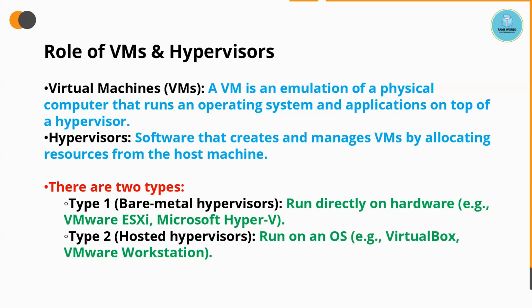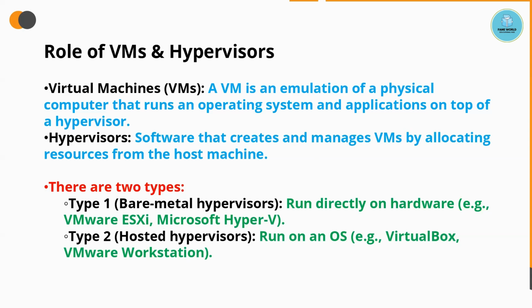So virtual machine, what is that? A virtual machine is an emulation of a physical computer that runs an operating system and applications on top of the hypervisor. Hypervisors are the software that creates and manages virtual machines by allocating resources from the host machine. So a hypervisor basically allocates the resources to the virtual machines. And there are two different types: type 1 and type 2. Type 1 is bare metal hypervisors, and type 2 is hosted hypervisors.